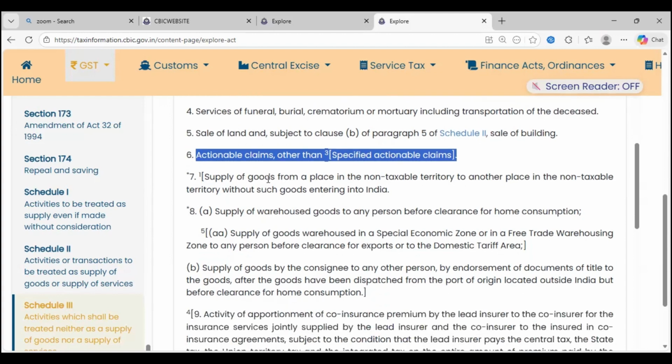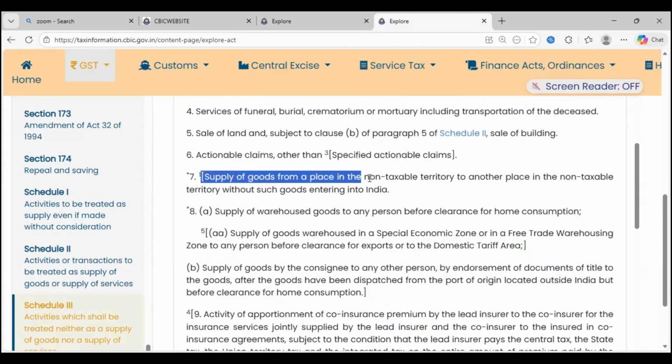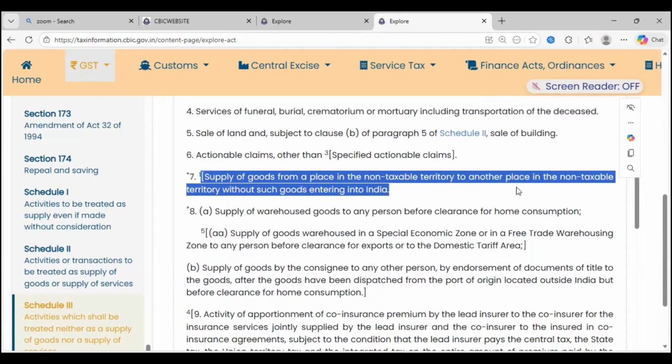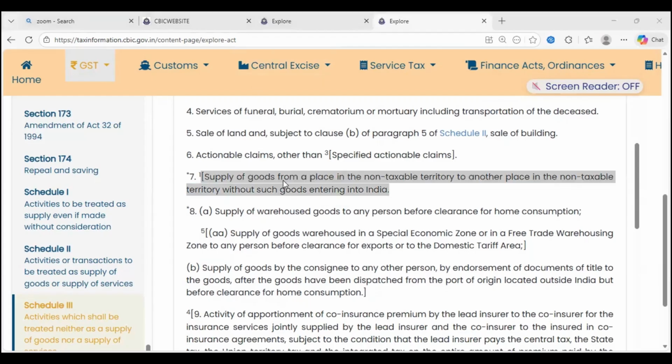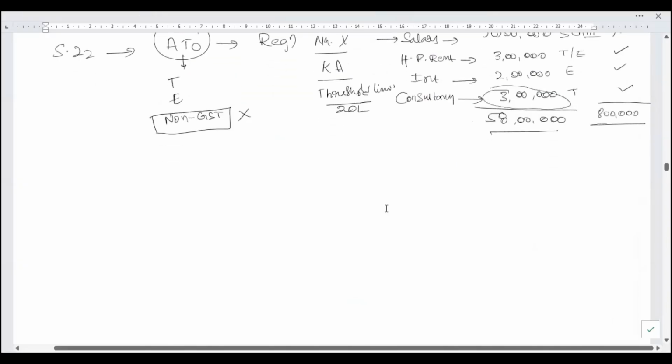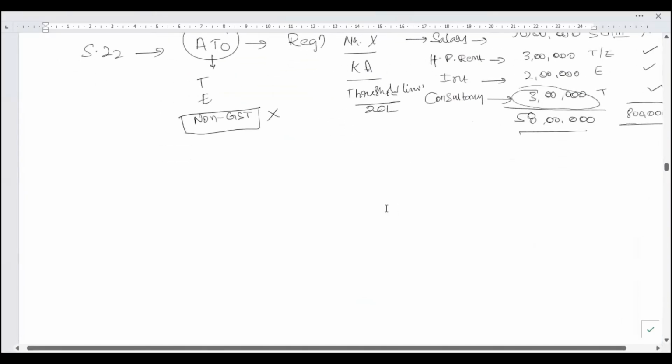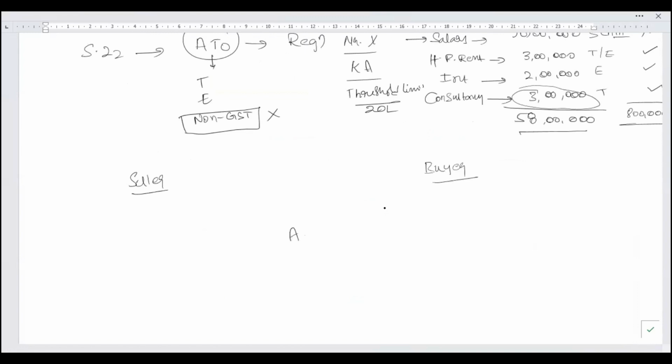Sale of goods from a place in a non-taxable territory to another place in the non-taxable territory, without such goods entering into India. We call this a high sea sale, which is not subject to Indian waters. Like for example, say there is a seller, there is a buyer, and there is an agent.